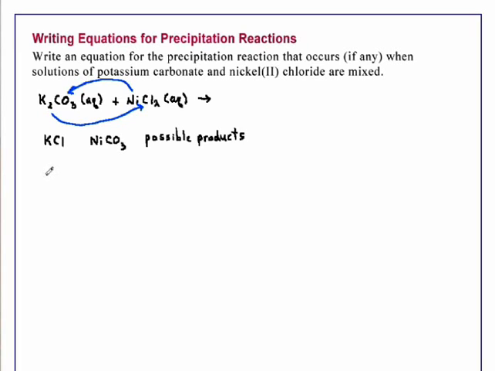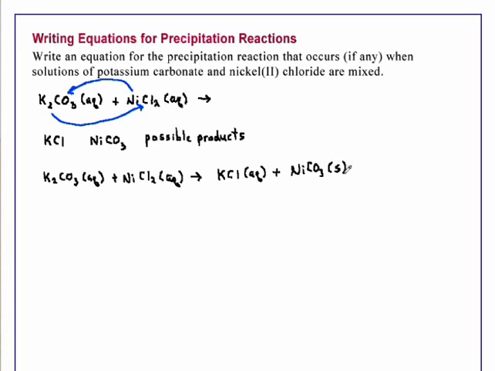Okay, so rewriting this, we have K2CO3 aqueous reacting with NiCl2 aqueous reacting to form KCl aqueous and NiCO3 solid.